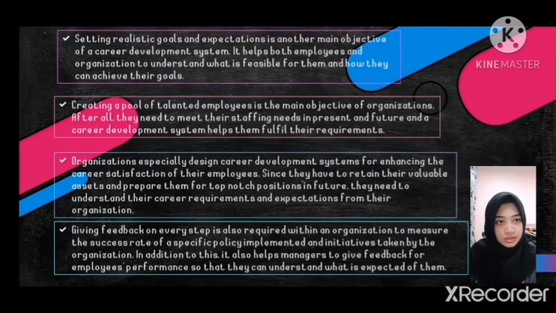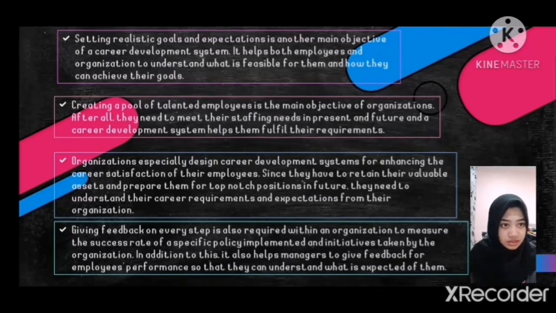Setting realistic goals and expectations is another main objective of a career development system. It helps both employees and organizations to understand what is feasible for them and how they can achieve their goals. Next, creating a pool of talented employees is the main objective of organizations. After all, they need to meet their staffing needs in present and future, and a career development system helps them fulfill their requirements.